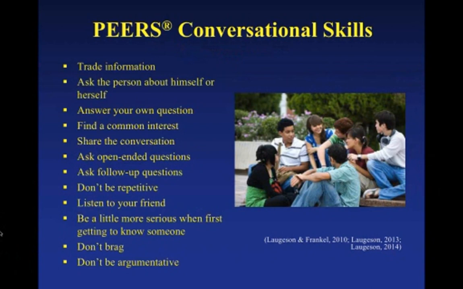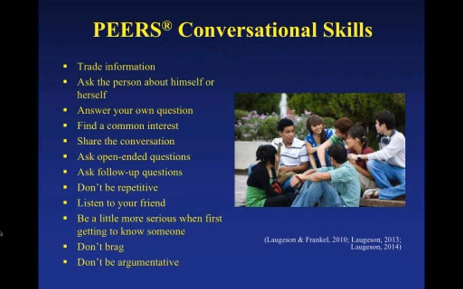And you can do that by asking the person about himself or herself, but not making it that interview, right? So the way you can do that is by also answering your own question. So you ask the person about himself or herself, and then you don't have to wait for the person to ask you about yourself. You can just answer those questions about yourself, okay? And that's how you can find a common interest. So as I mentioned, we want to share the conversation. We try to give them that estimate of 50%.